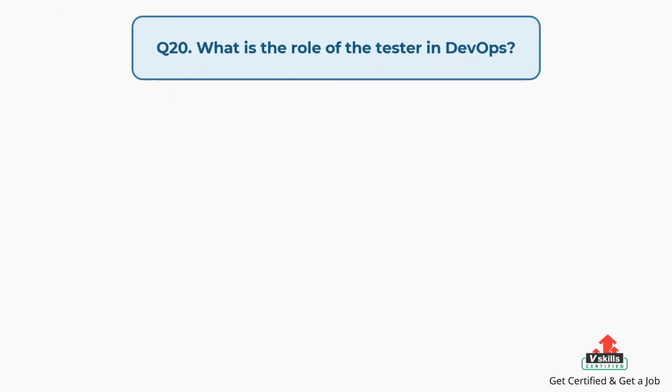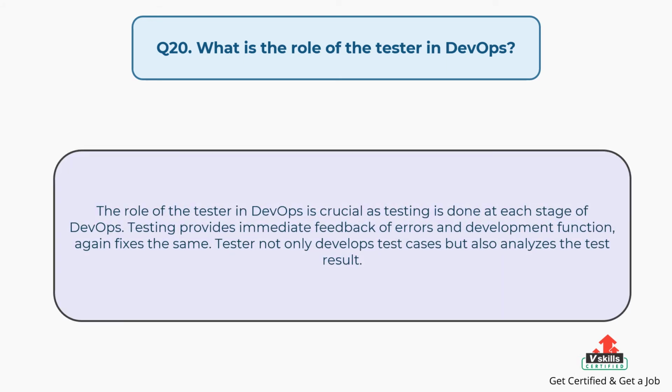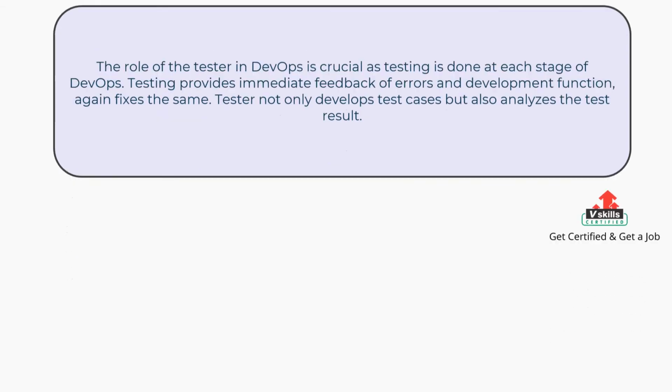Question number 20. What is the role of the tester in DevOps? The answer is: The role of the tester in DevOps is crucial as testing is done at each stage of DevOps. Testing provides immediate feedback of errors, and development again fixes the same. The tester not only develops test cases but also analyzes the test result.